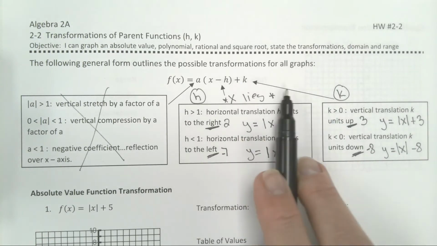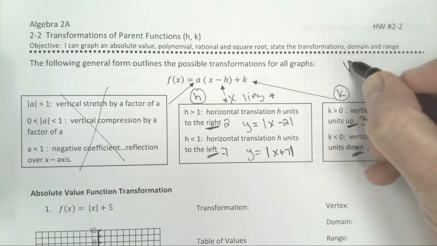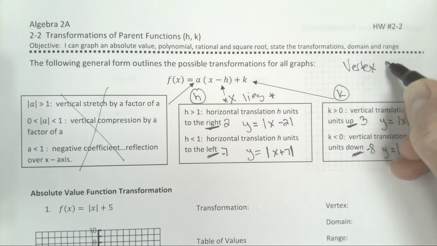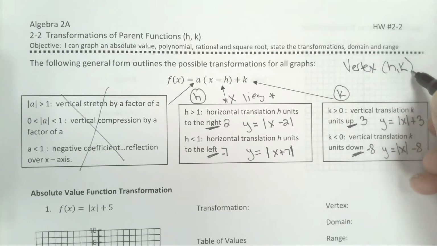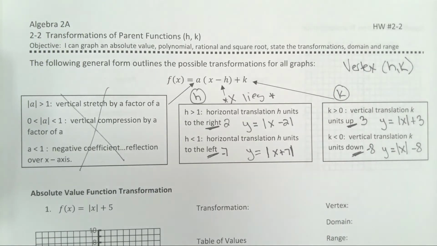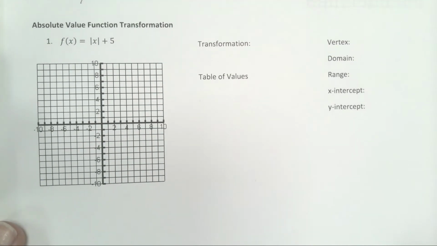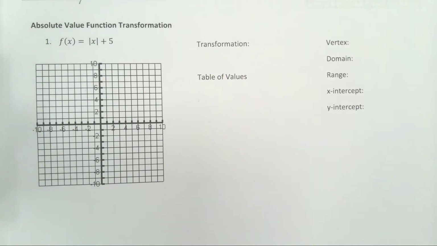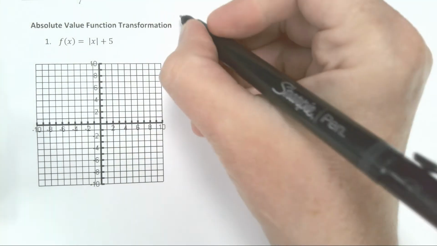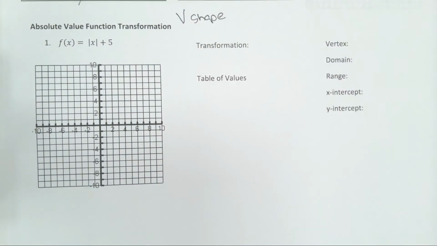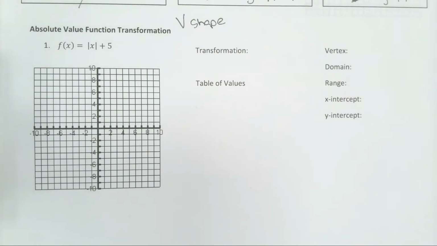H and K pair up and they work together, and they tell you where your vertex is located. The vertex is always located at H comma K. All right, so let's apply this and do an absolute value. So the absolute value, hopefully you remember from the parent functions, is going to give you a V shape. So we know that if you get a V, you're doing it correctly.